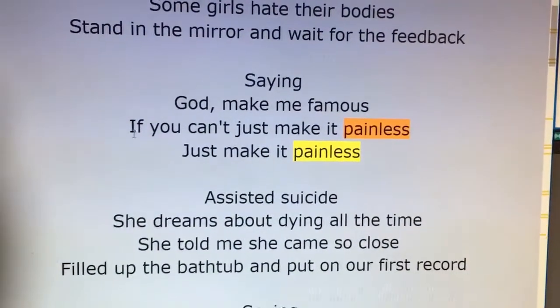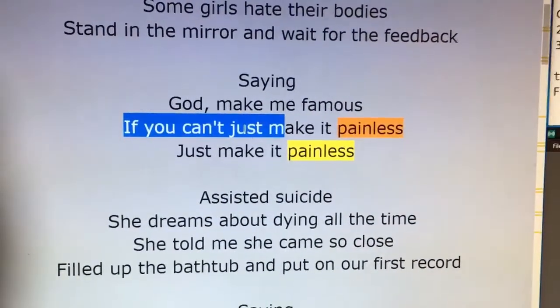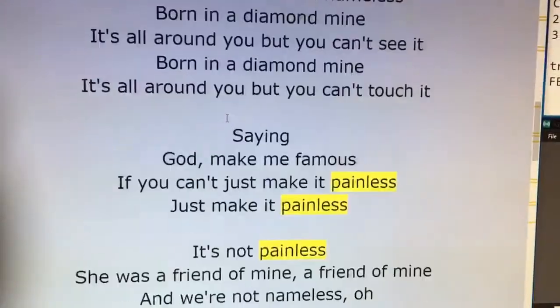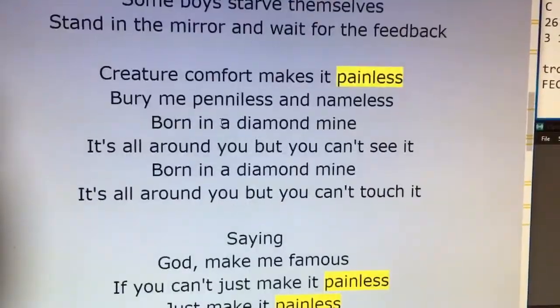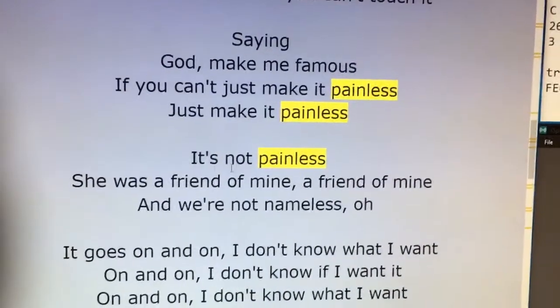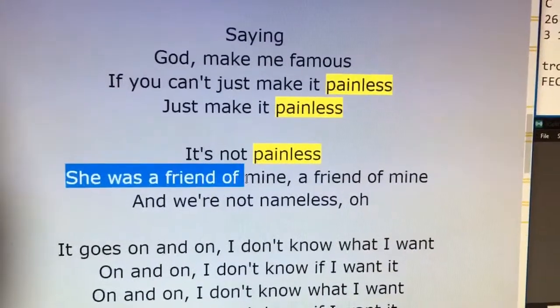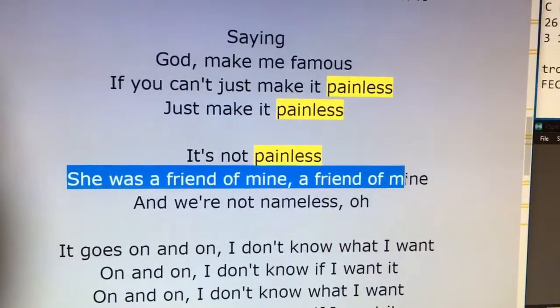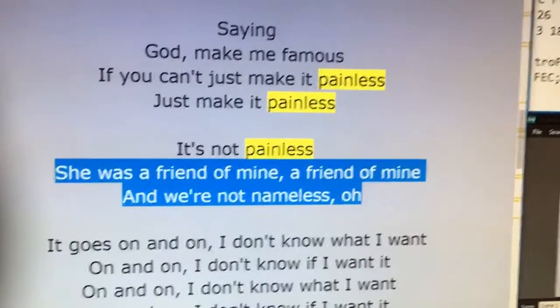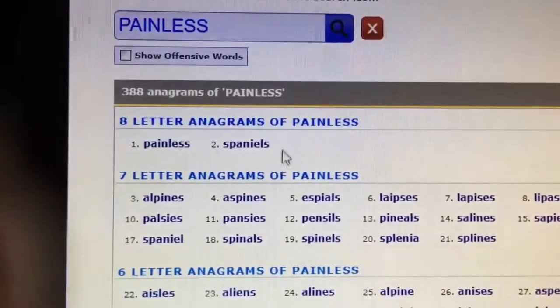Saying, God, make me famous. If you can't just make it painless, just make it painless. Okay, same thing. Creature comfort makes it painless. Again, it's not painless. Here, we change it. She was a friend of mine. A friend of mine. And we're not nameless.